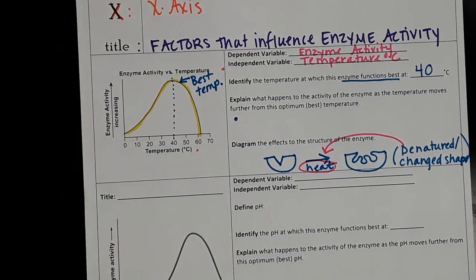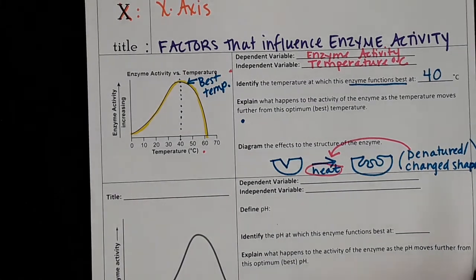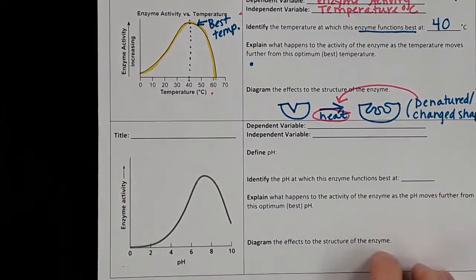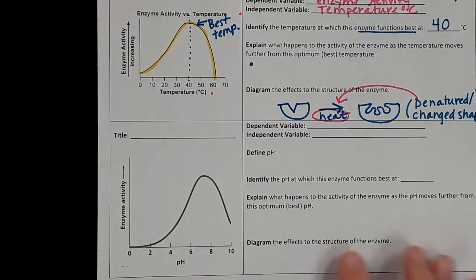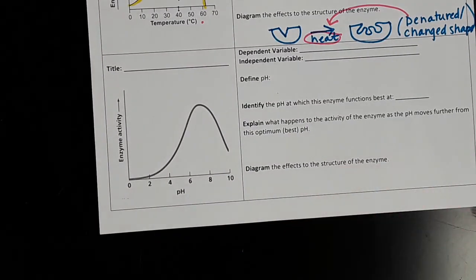It changed its shape. All right, so what I want you to do next is try this next one. Pause the video and try to do the next one without me and see if you can figure out what the title would be, the dependent and independent variable, the pH, what pH it functions best at, and what happens to enzyme activity as the pH changes from that optimum best range. And then again, diagram what must be happening to the enzyme at different pHs. So pause and return.